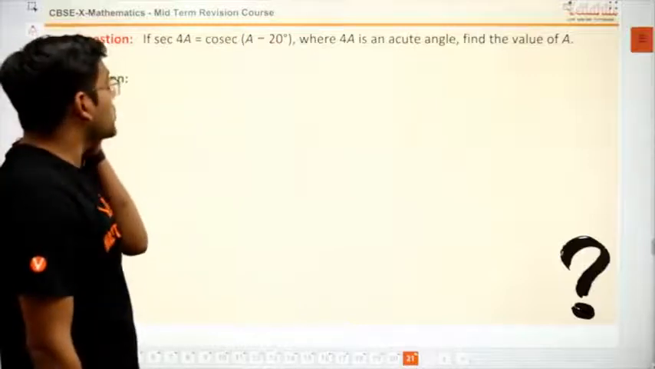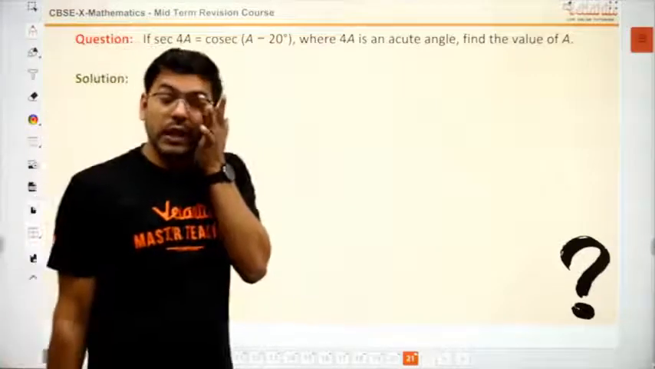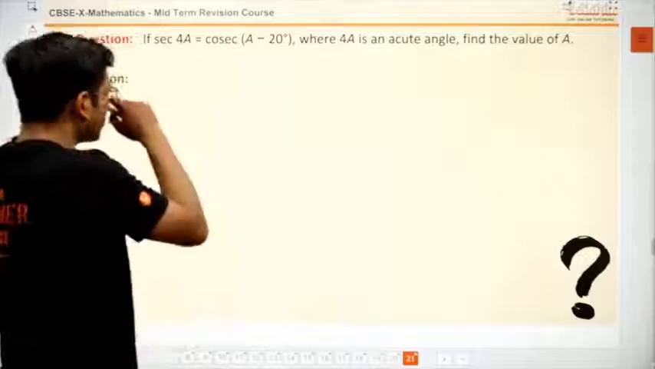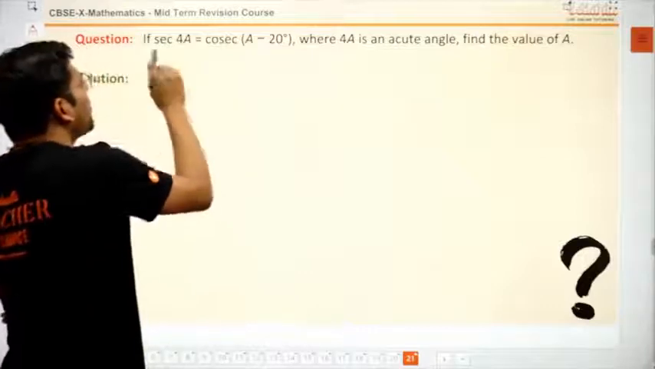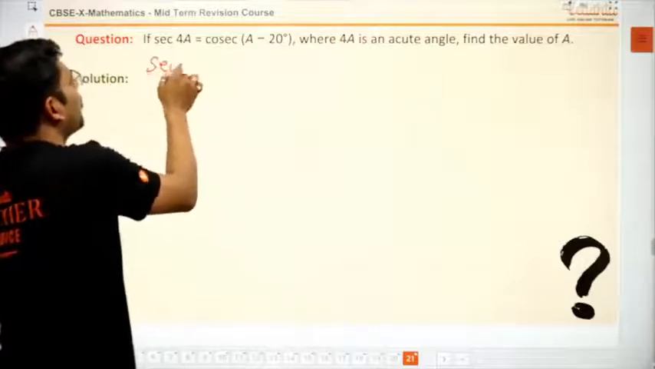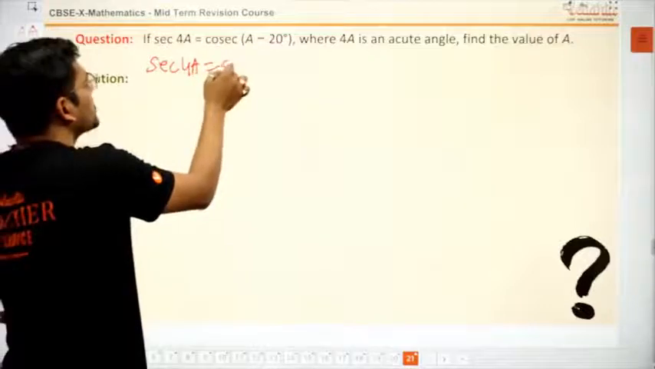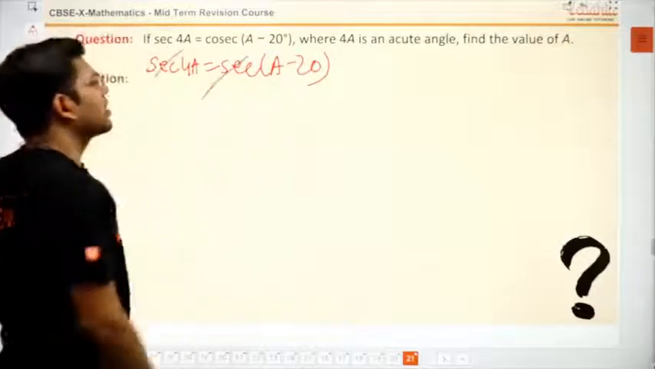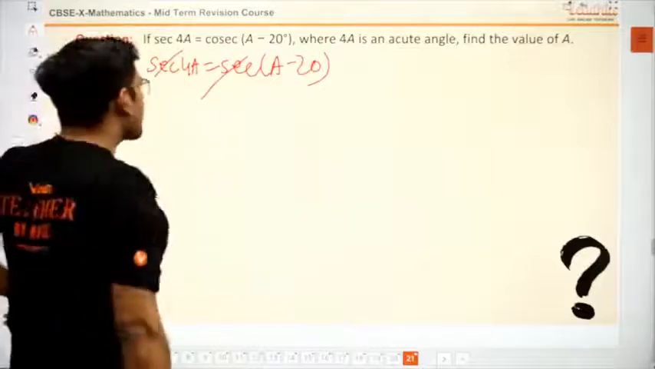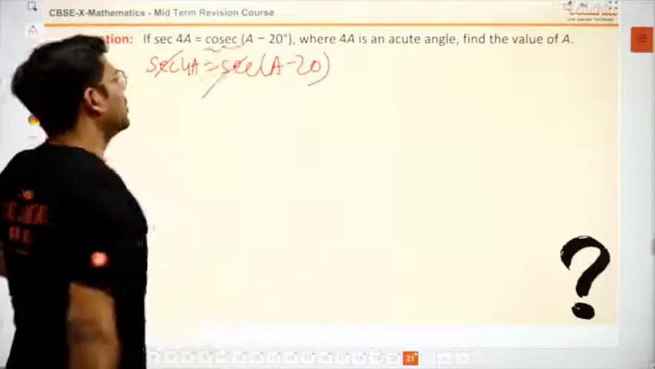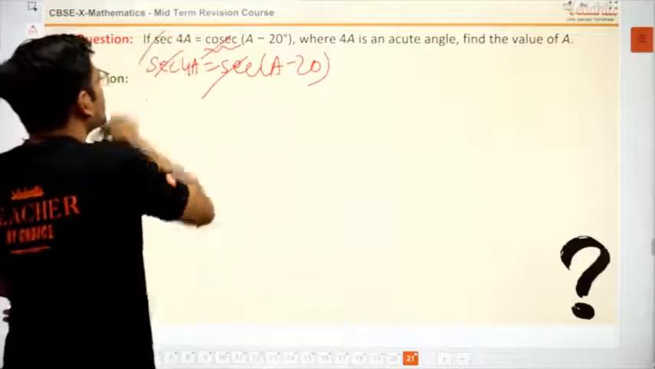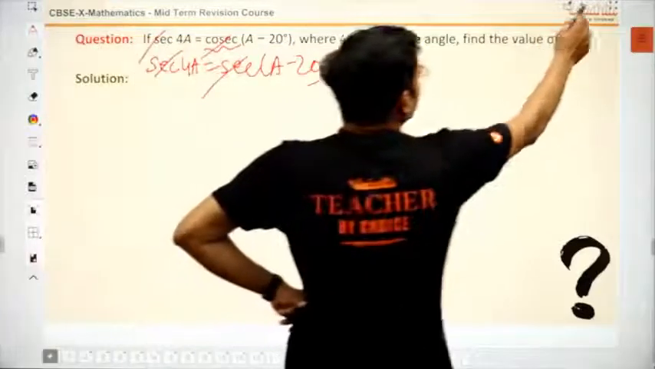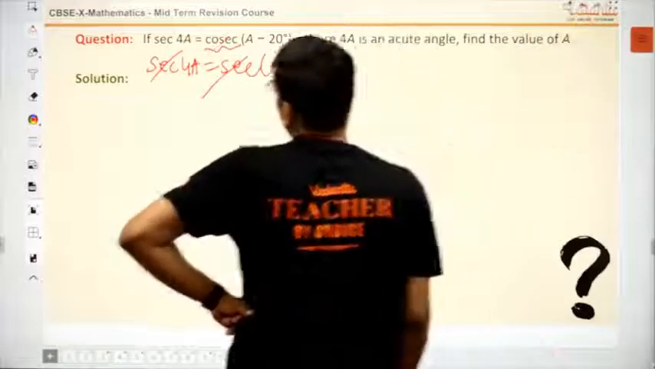Sec 4a is equal to cosec(a minus 20). How to deal with this? See, it would have been easy if here it was sec 4a equal to sec(a minus 20), then we could cancel sec with sec. It would have been easy, but here we have cosec. Now what to do? We cannot cancel it like this, this will be wrong.